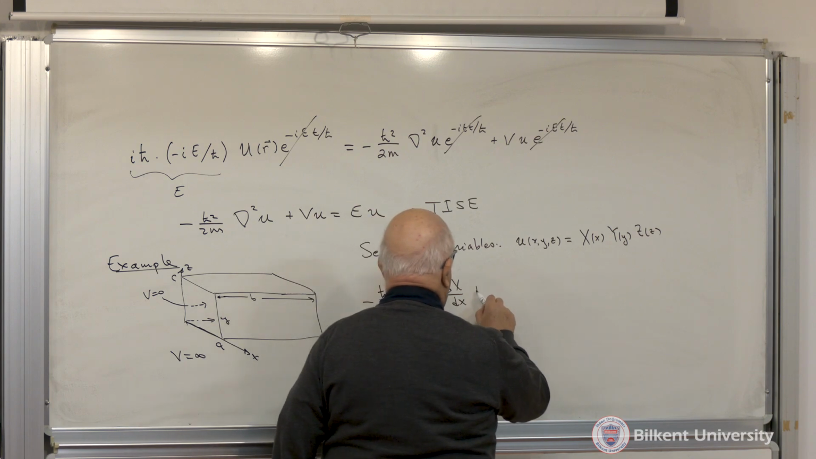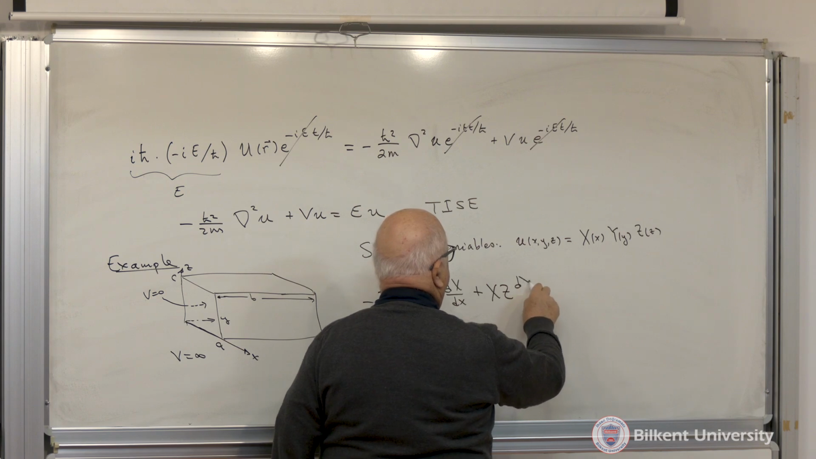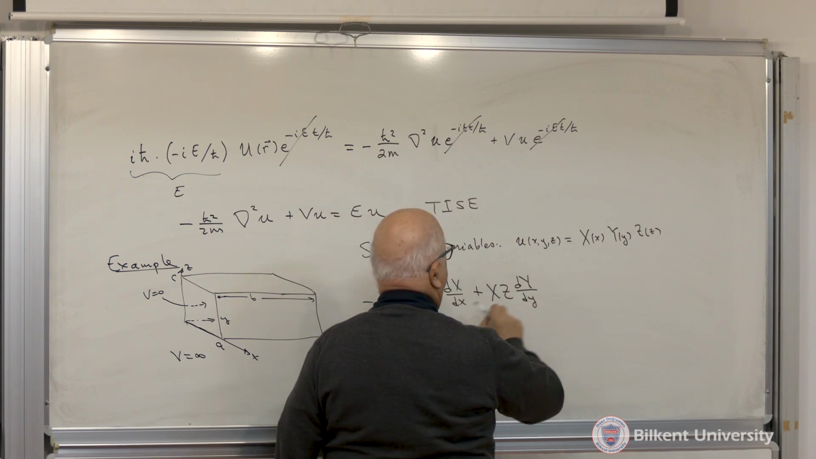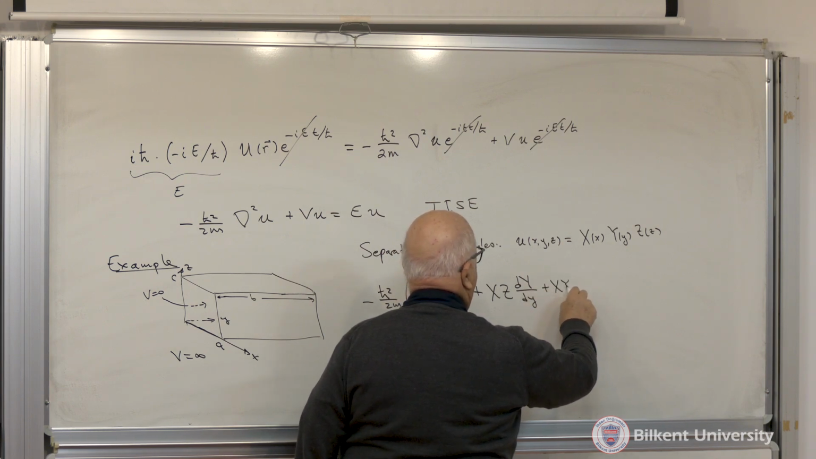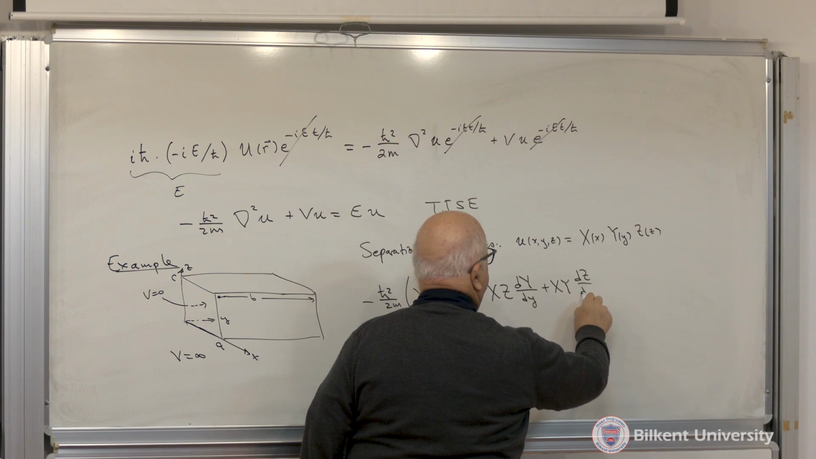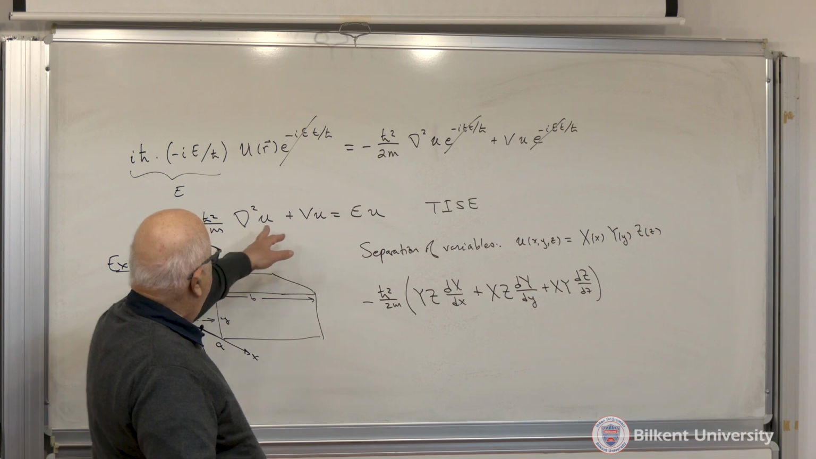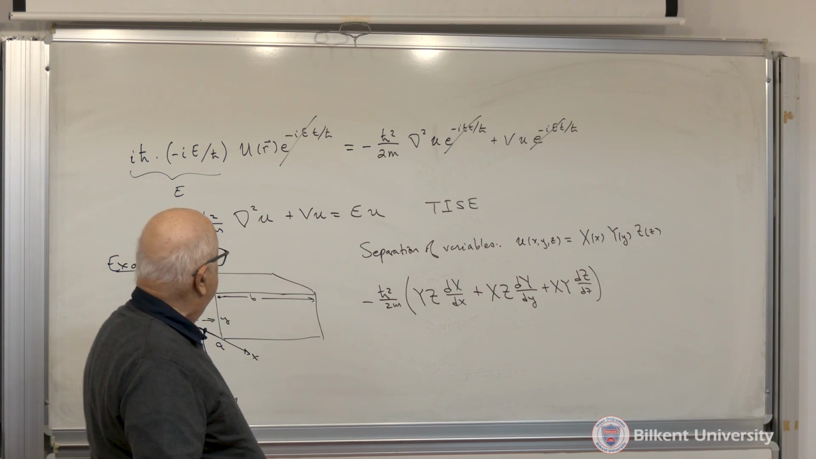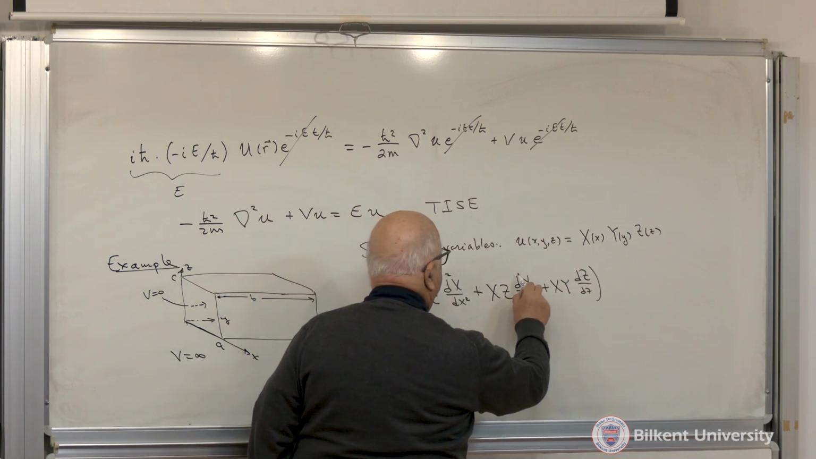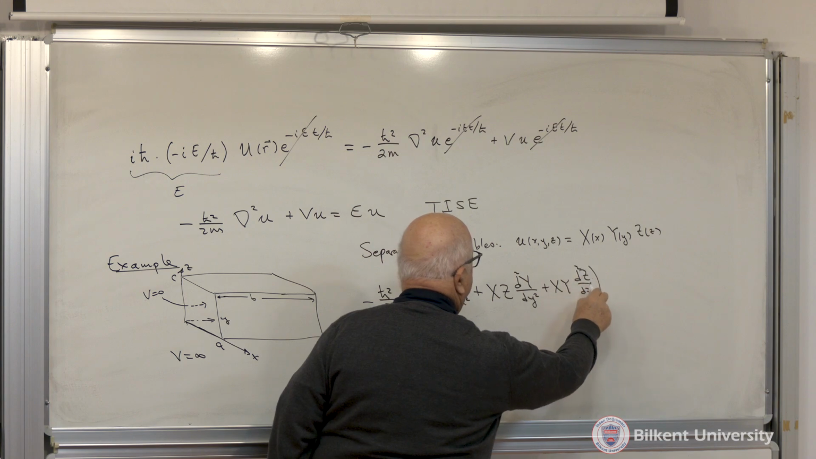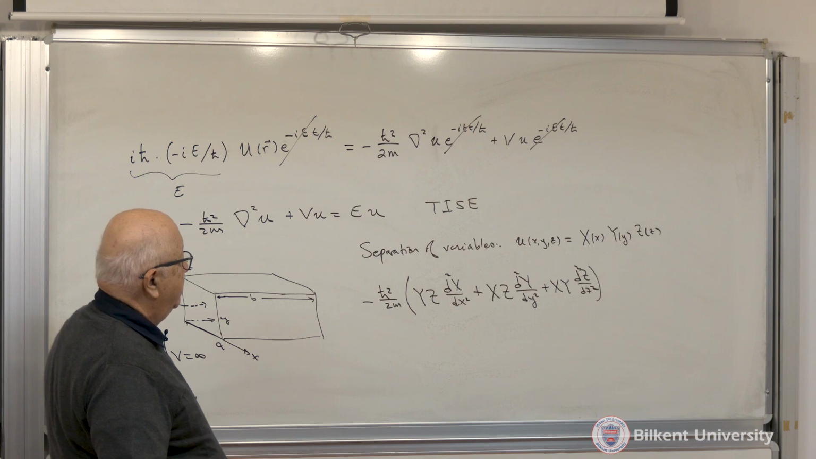So I'm going to get Y times Z, but d squared X over dx squared, an ordinary derivative, because it's only a function of x, plus, same thing for the y, X times Z, d squared Y dy squared, plus X and Y times d squared Z dz squared. That's my Laplacian, second derivatives of all those functions.